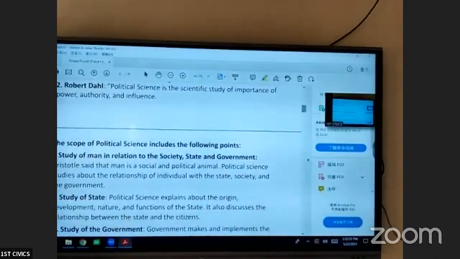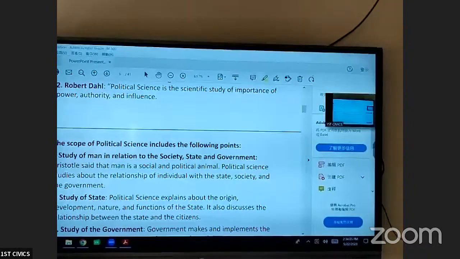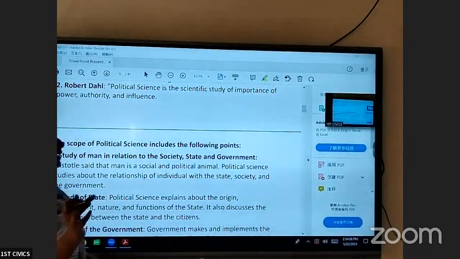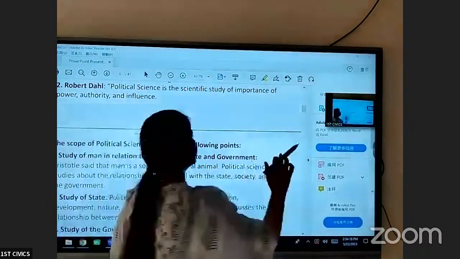Okay, Aristotle, he said that man is a social and political animal. So when we study political science, we study about the relationship of an individual with state, society, and the government. Political science, it is the study of state.